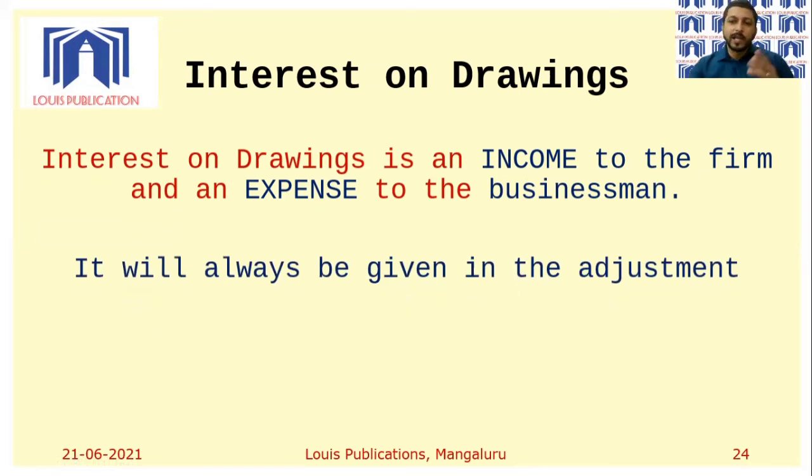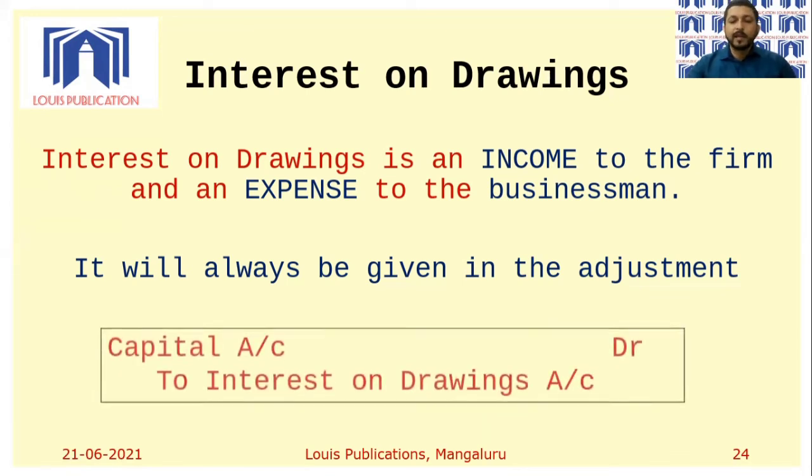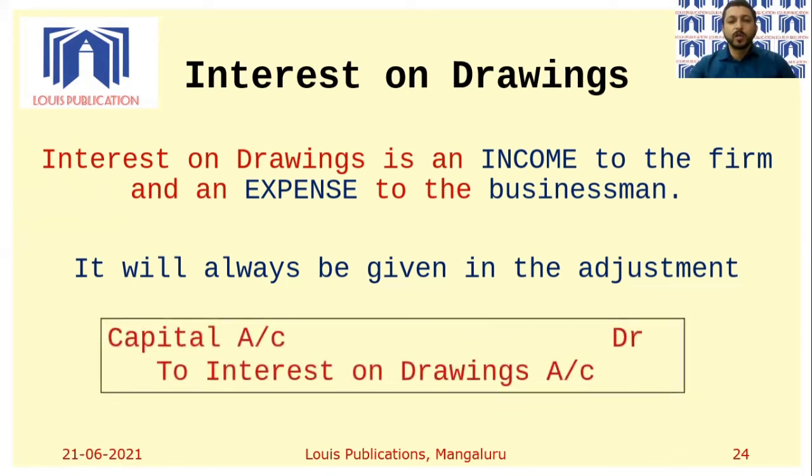And this interest on drawings, like interest on capital, will always be given in the adjustment. And the journal entry: interest on drawings is an income. Credit all incomes and gains. So interest on drawings account will be credited. And this interest on drawings will reduce the business person's capital. So capital account, which always shows credit balance, will now be debited. And the adjusting entry would be capital account debited to interest on drawings account.